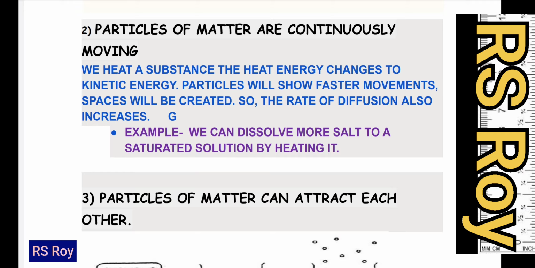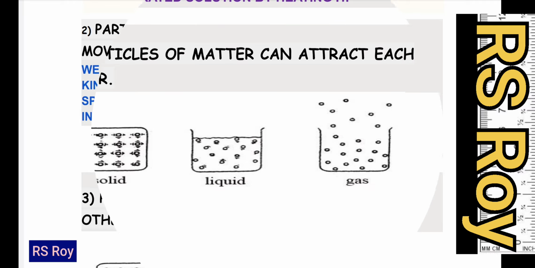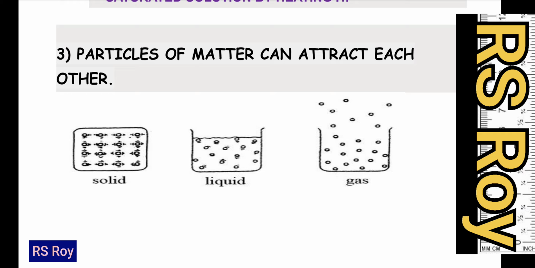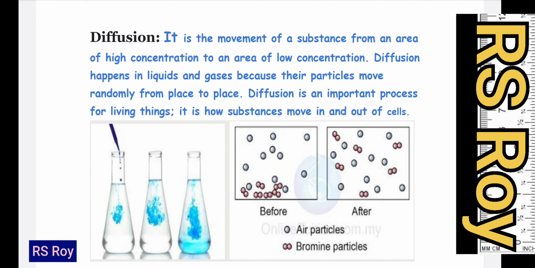Particles of matter are continuously moving. When we heat a substance, the heat energy changes to kinetic energy. So the particles show faster movement and space is created as the particles move very fast. So the rate of diffusion also increases. For example, if we dissolve more salt in a saturated solution by heating it, the particles move apart. We can also see that particles of matter attract each other.